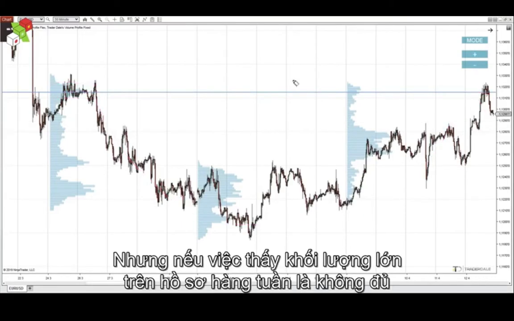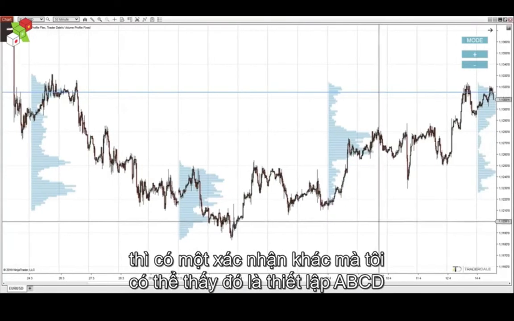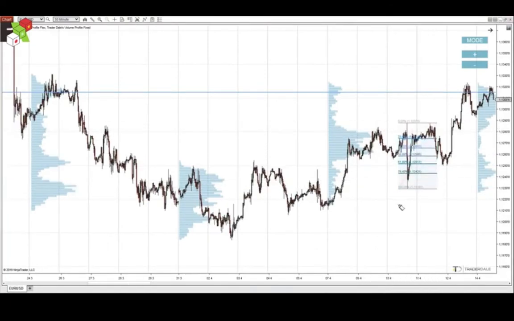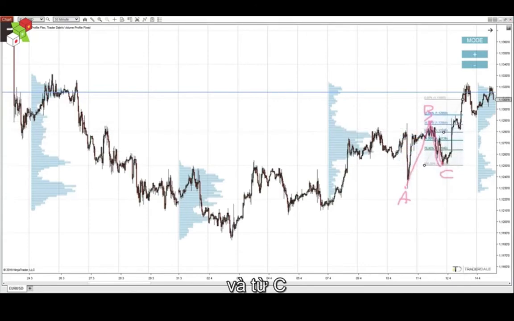But if seeing heavy volumes on the weekly profile is not enough, then there is another confirmation which I can see, and it is the ABCD setup. This is the A, this is the B. From there, it goes to C, so ABC, and from C, it goes to D.